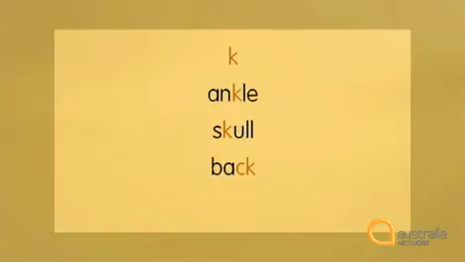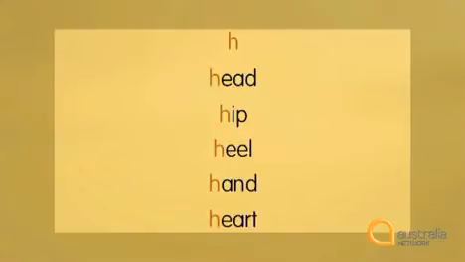Or maybe you could try to find words with similar sounds and group them together. Practicing them can also help with pronunciation. Some good examples are ch words: chest, chin and cheek, or K sounds: ankle, skull, back and knuckle. Or words that start with H: head, hip, heel, hand, heart. In this way, you'll be able to practice body parts and pronunciation at the same time. And make sure you learn the more unusual body parts as well.